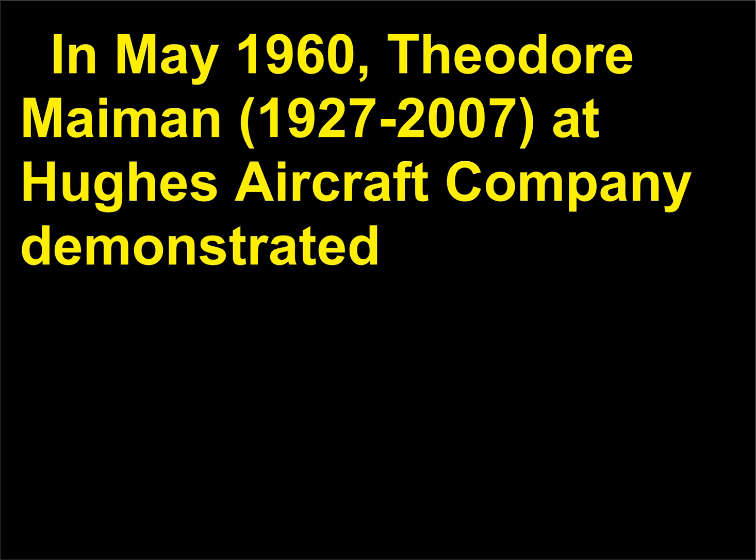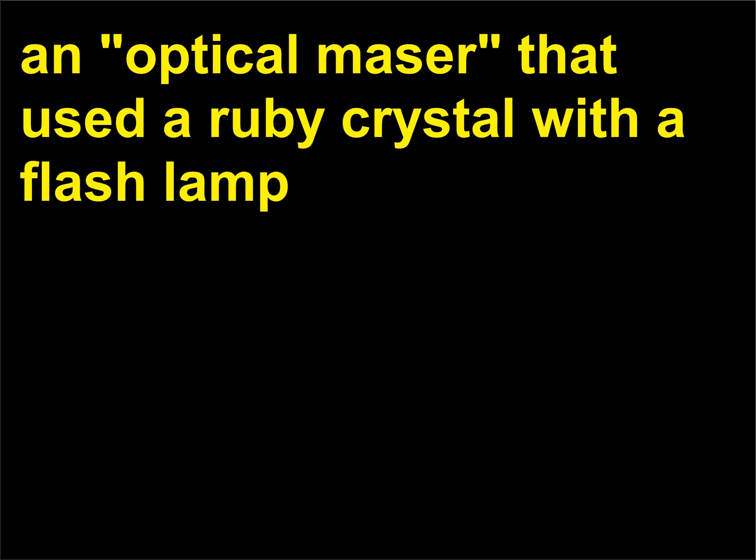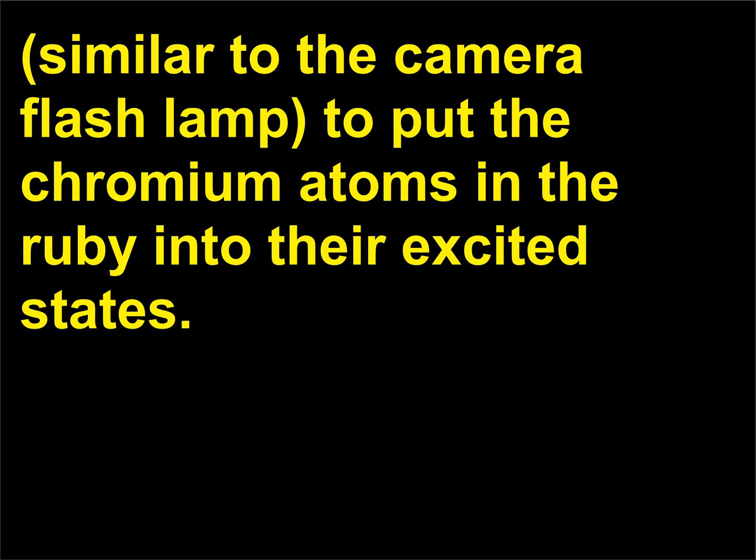In May 1960, Theodore Maiman (1927–2007) at Hughes Aircraft Company demonstrated an optical maser that used a ruby crystal with a flash lamp, similar to the camera flash lamp, to put the chromium atoms in the ruby into their excited states.